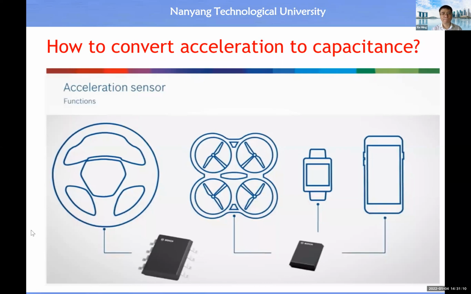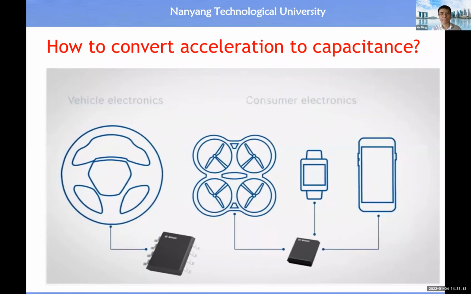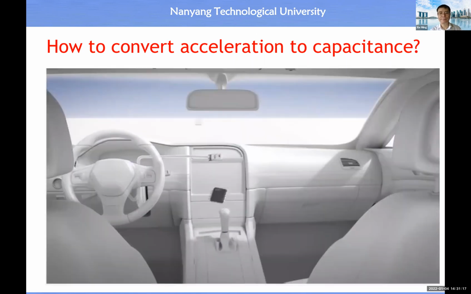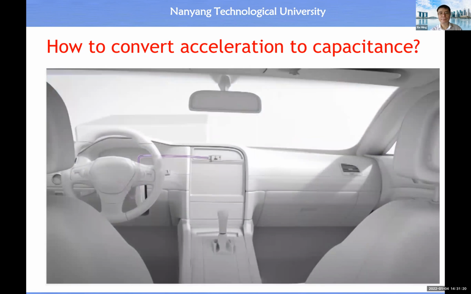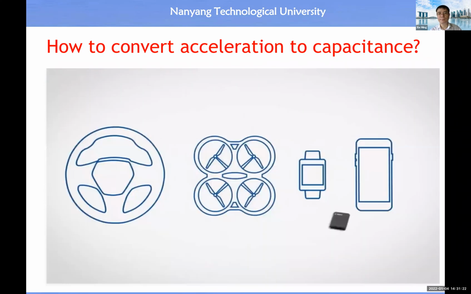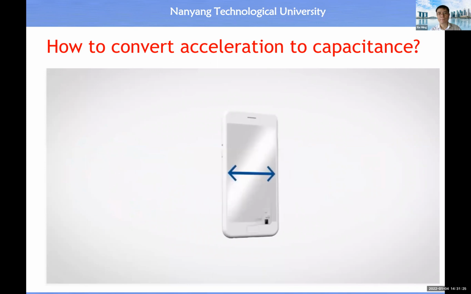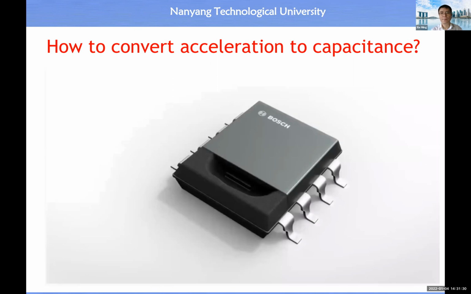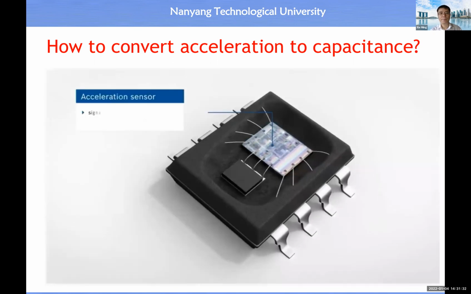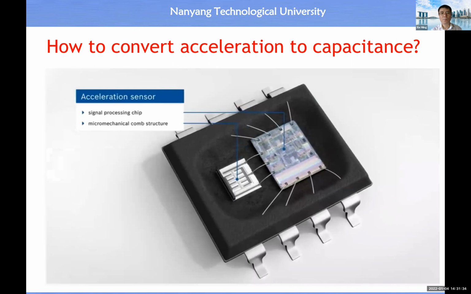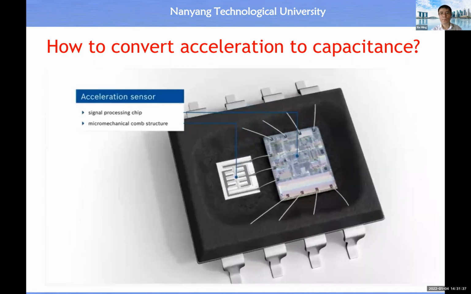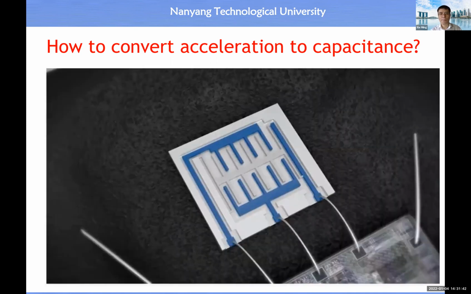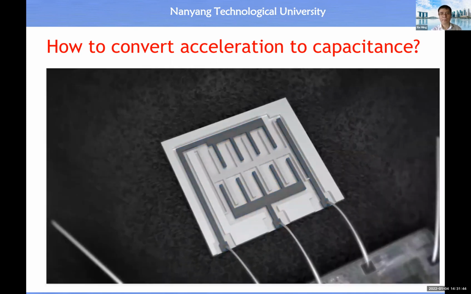Vehicles and modern consumer electronics are unthinkable without acceleration sensors. The sensors detect a vehicle impact as well as the smallest movements of a smartphone or wearables. The acceleration sensor consists of a signal processing chip and a micromechanical comb-like structure. These combs form a capacitor, and the distance between the microstructures determines its capacity. The blue part of this structure is movable.